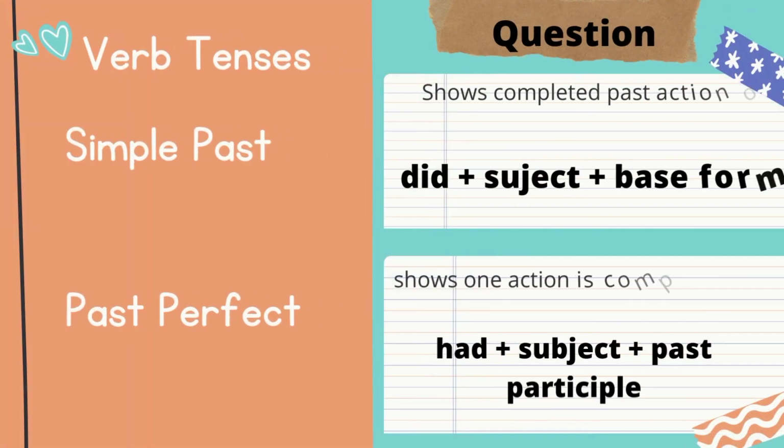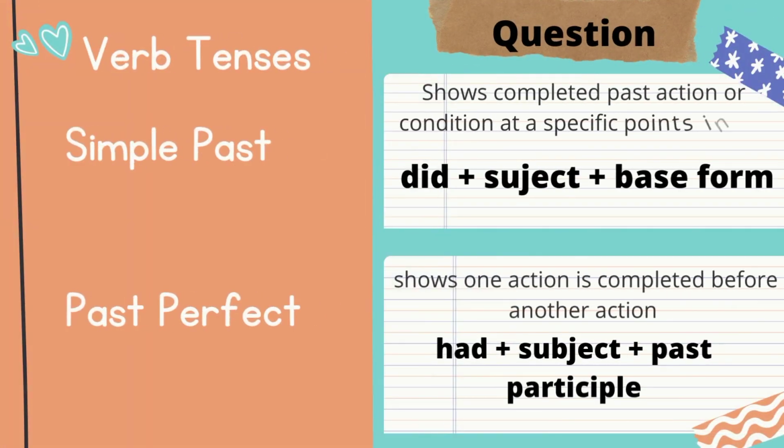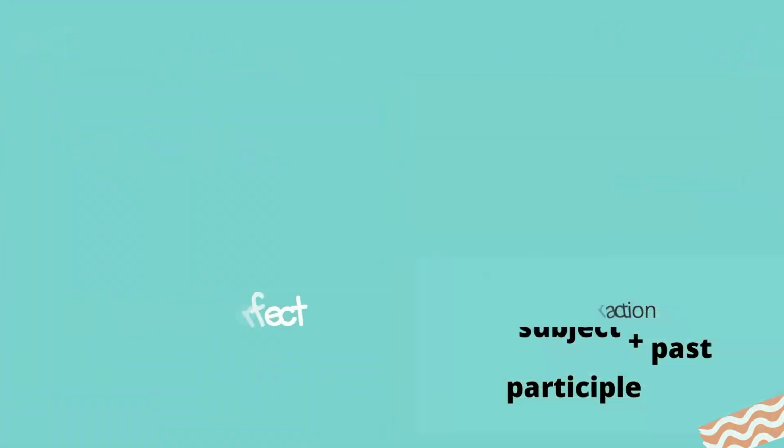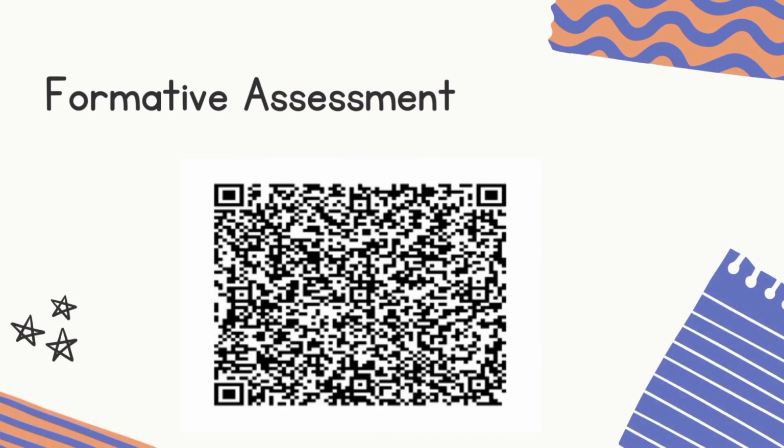For interrogative sentences or questions, use the formula did plus subject plus the base form of the verb for simple past tense, and had plus subject plus the past participle of the verb for past perfect tense.